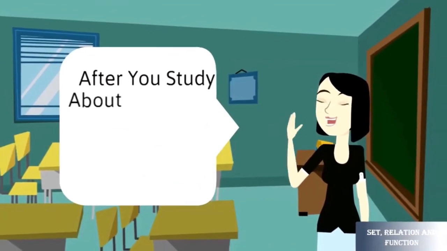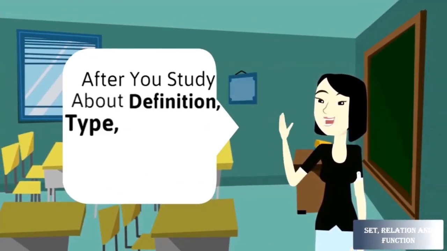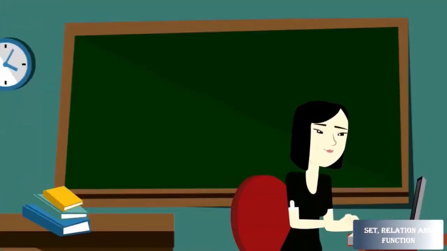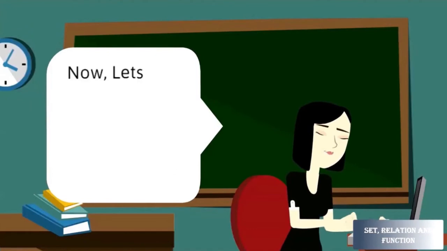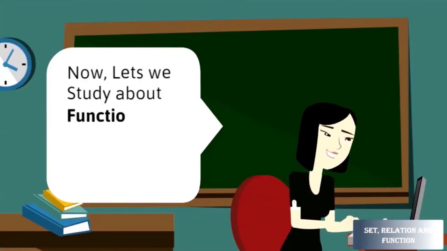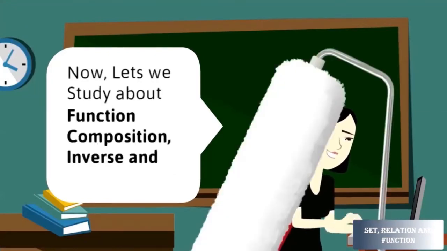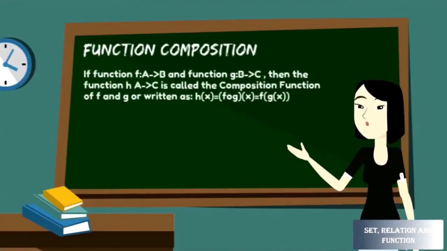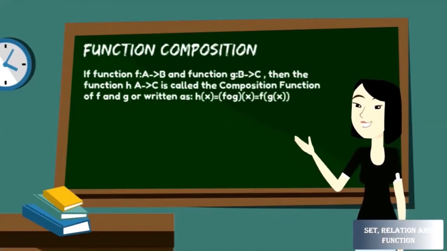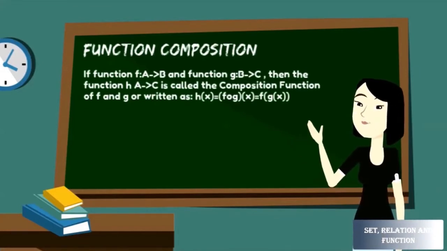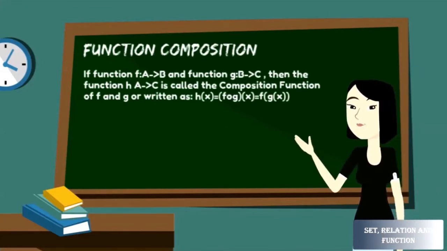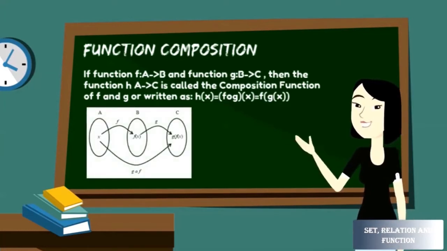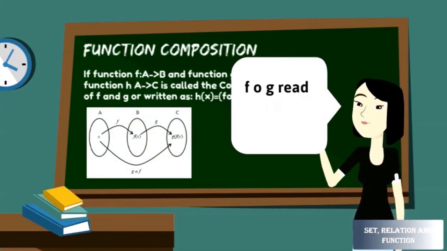So, after you study the definition, types and properties of functions, now let us study function composition, inverse and determination. Function composition. If function f: A to B and function g: B to C, then the function h: A to C is called the composition function of f and g, written like this.